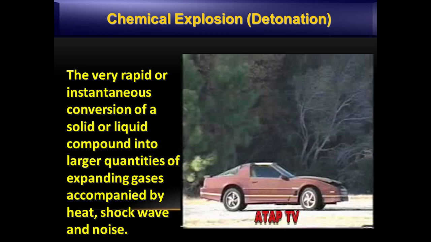The very rapid or instantaneous conversion of a solid or liquid compound into larger quantities of expanding gases accompanied by heat, shockwave, and noise. So ano yung noise? Yun yung boom, yung pagsabog. Ano yung shockwave? Yan yung pagtapon ng mga fragments. Okay? Tapos ano yung heat? Yan yung init caused by the explosion or burning.